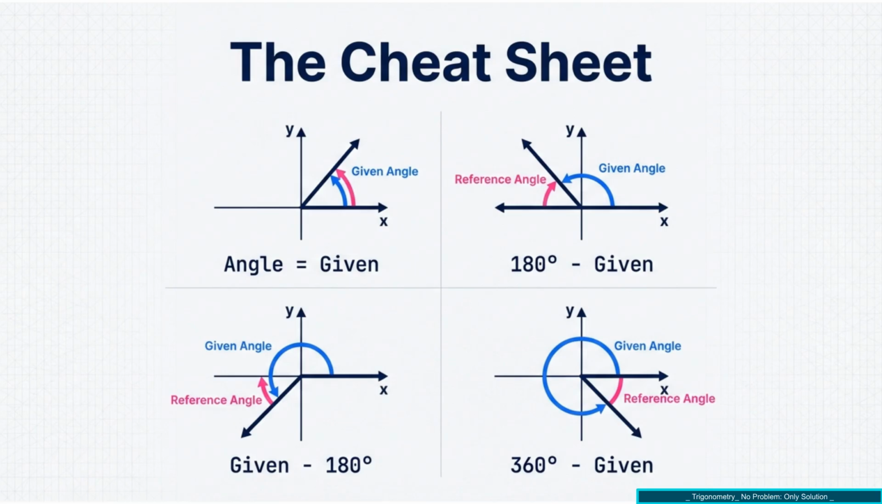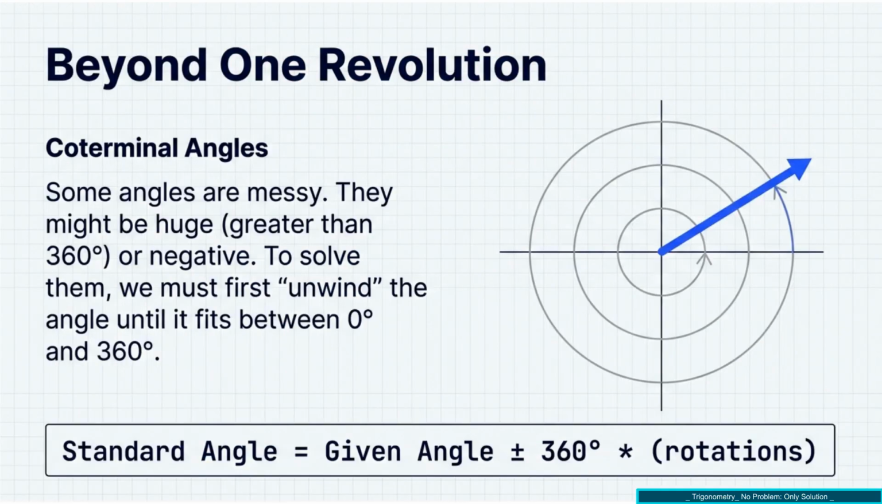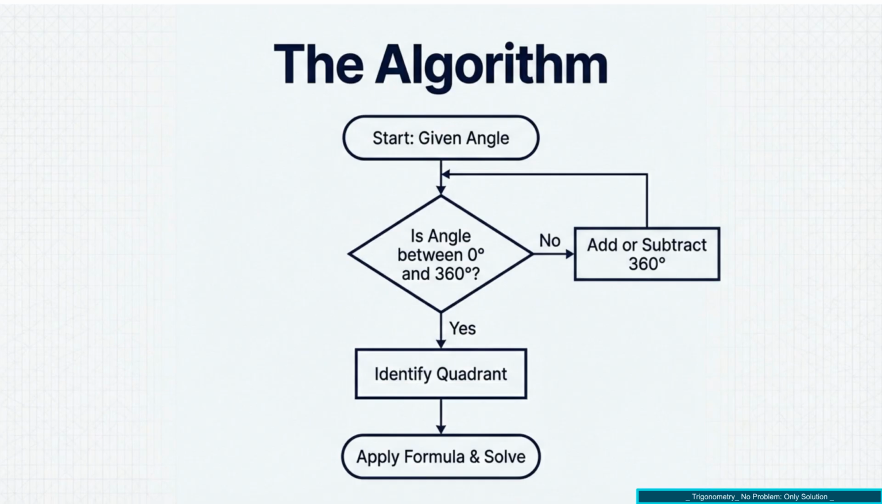Here is a cheat sheet summarizing the formulas for finding the reference angle in each quadrant. This includes the Quadrant I formula, Quadrant 2, Quadrant 3, and Quadrant IV. For angles beyond one revolution, either huge or negative, we use coterminal angles. First, unwind the angle until it is between 0 and 360 degrees by adding or subtracting multiples of 360 degrees. We can follow an algorithm. Start with the given angle. Normalize it to be between 0 and 360 degrees. Identify the quadrant, and then apply the correct formula to solve.